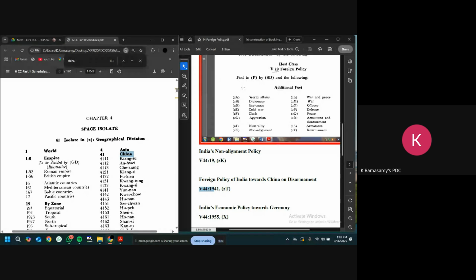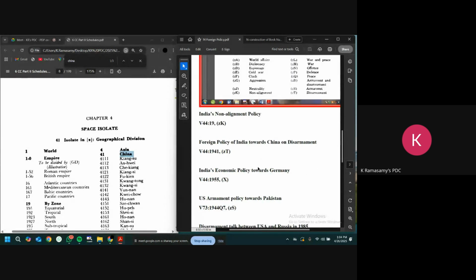Policies are given in the annexure. This is a disarmament policy. What is the number for disarmament? Small z, capital T within circular bracket. So after the comma, you put a circle bracket, small z, capital T, close the bracket. So this is a peculiarity.